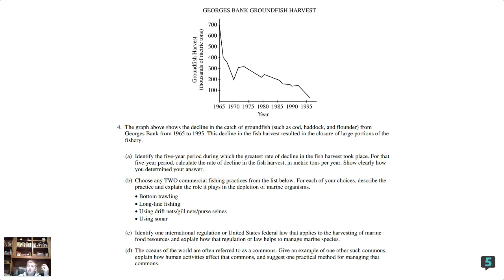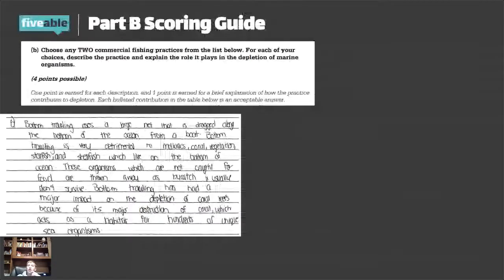But you got 3 choices that you know about that you just learned out of these 4, and you only have to pick about 2 of them. So let's see one of the 2, one at a time, of what the student said. All right, so this student talks about bottom trawling. So you can read that for a few seconds.